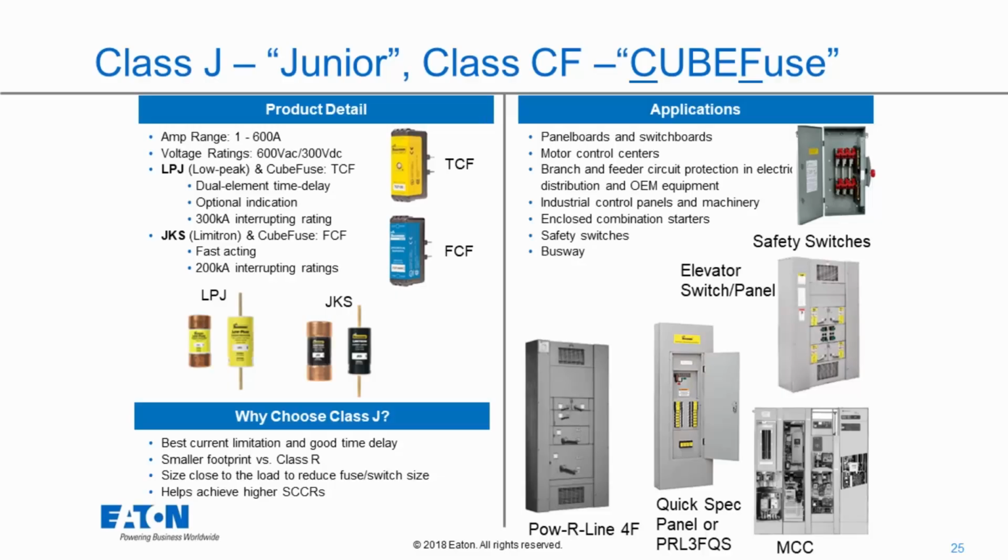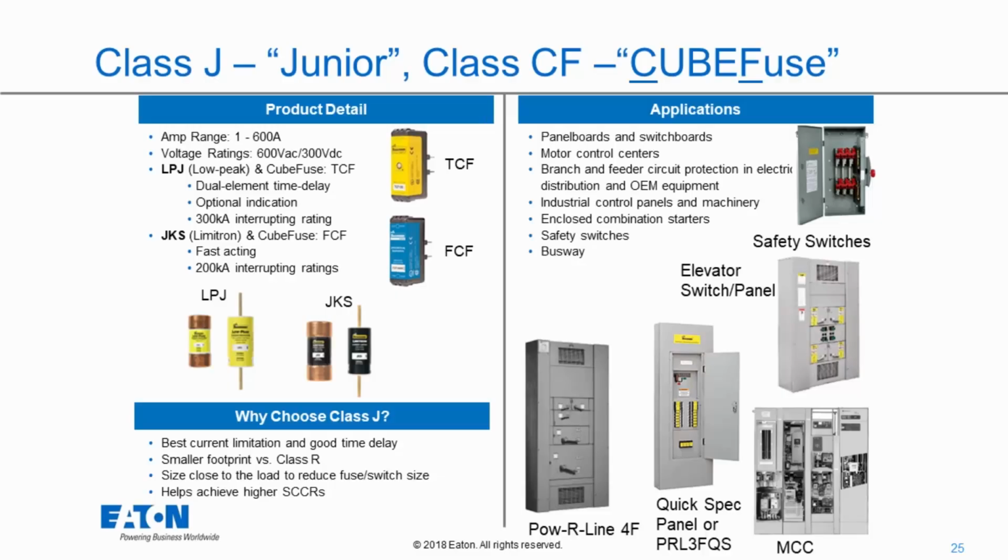So we put this in front of control panels. It's very good current limitation and can actually help raise the ratings of your SCCRs in your panels. So once again, applications: panel board switchboards, motor control centers, branch and feeder protection devices, closed combination starters, safety switches, busway. So this particular fuse, once again, goes all the way up to 600 amps. It's a nice device, very good, very compact fuse, all 600 volt rated devices, and it's both AC.